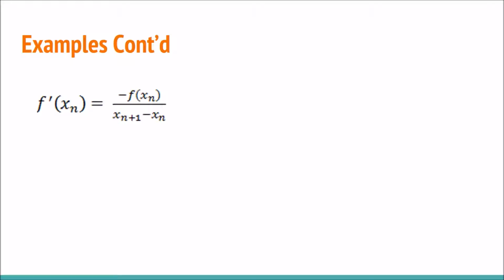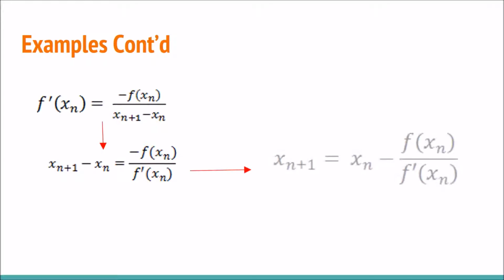f of xn divided by xn plus 1 minus xn. We cross multiply the equation and add xn to both sides, leaving xn plus 1 equaling xn minus f of xn divided by f prime of xn.